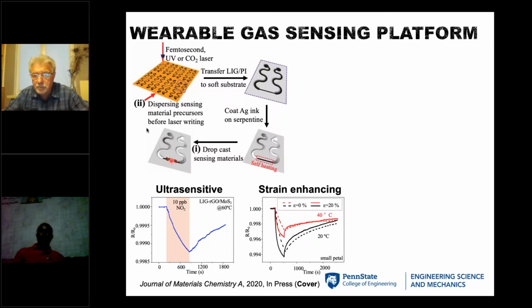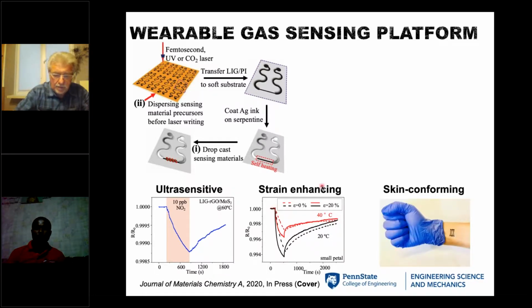Because of the serpentine, it can withstand large deformation, so that it can be stretched over 20% on the skin surface. And here's one demonstration. We simply apply that on the skin surface. You can see how that goes through the deformation without breaking.